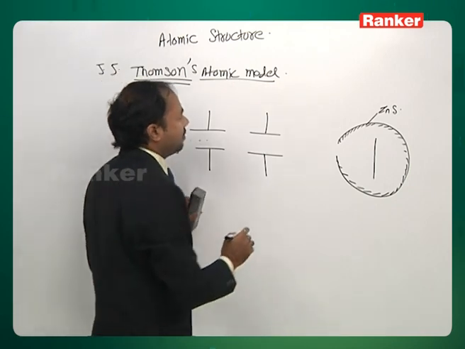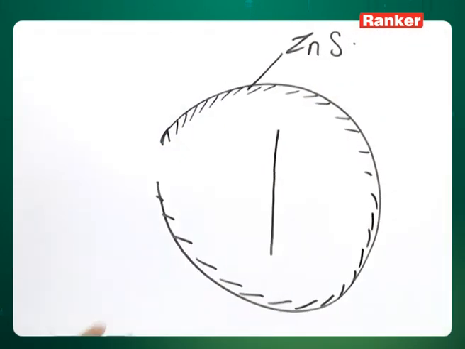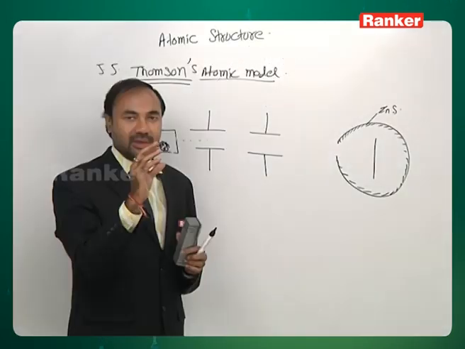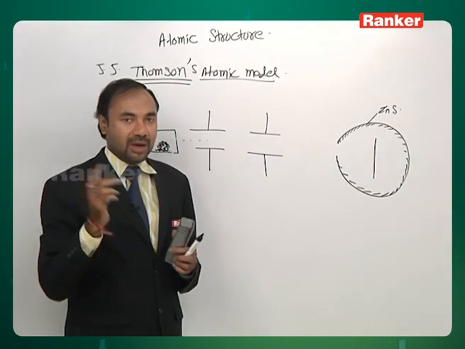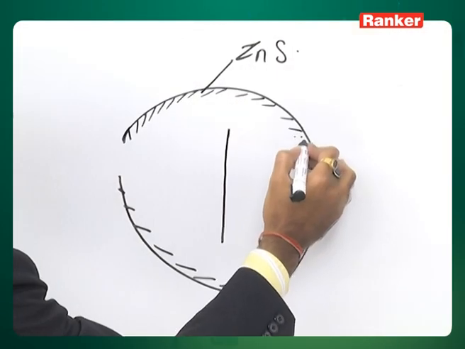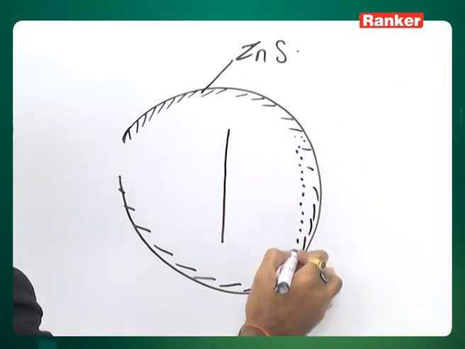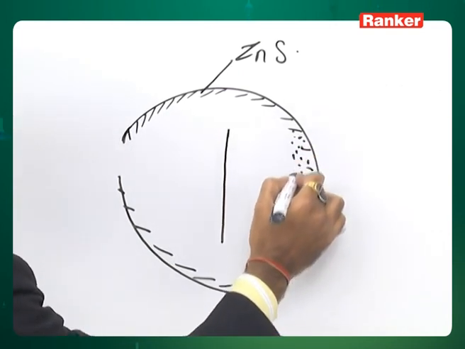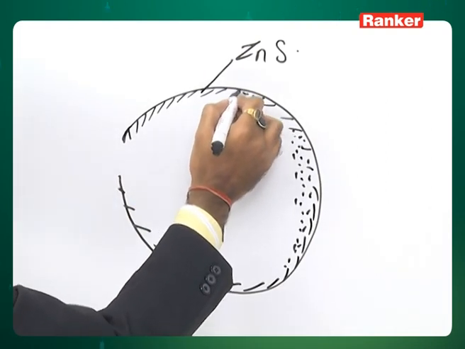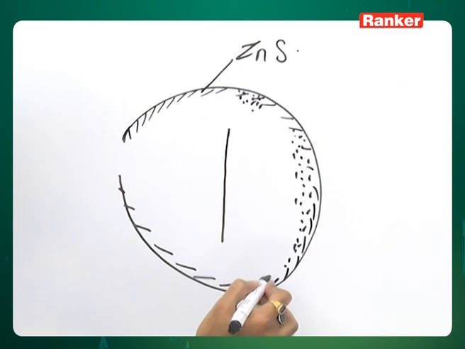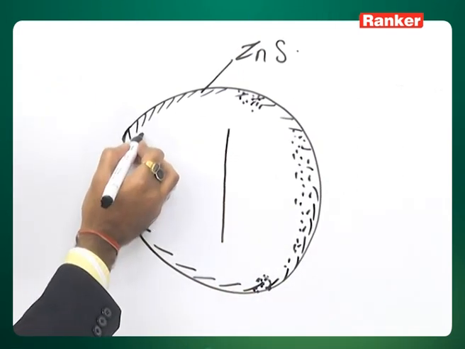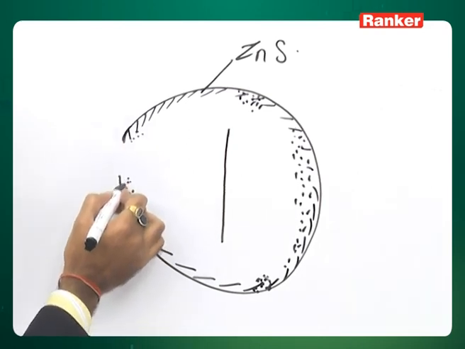Observations which he made were like this. Zinc sulfide has a property that when an alpha particle hits it, it makes a black spot there. What happened was that he found a lot of black spots just at the back of the foil, like this. Few black spots he found here at approximately 180 degrees, and very few black spots he found almost at this point.